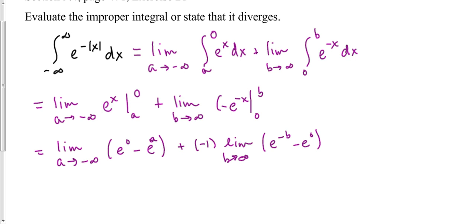Now, as I apply my limits here, I can see that this is going to be e to the negative infinity, which is going to go to 0. And this too is going to be e to the negative infinity, which is also going to go to 0. So I'm going to end up with e to the 0, which is 1, minus e to the 0 here, and pick up another negative sign. So this is going to give me 2.